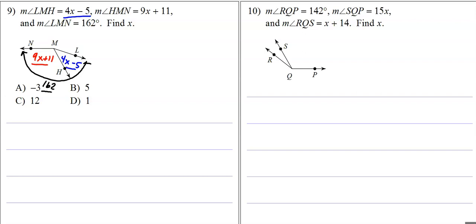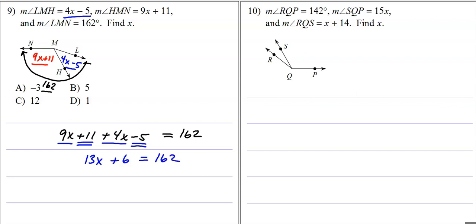We need to say that little plus little equals big. So let's get after it. We have little plus little equals big. Now don't get all happy and start doing things to both sides. We want to combine like terms. So I need to combine my x's and get 13 x's. Then I'm going to combine my constants, or my numbers. Positive 11, negative 5, that's positive 6, is 162. Now I can start doing things to both sides to isolate x. Minus 6, minus 6. I got 13x equals 156.